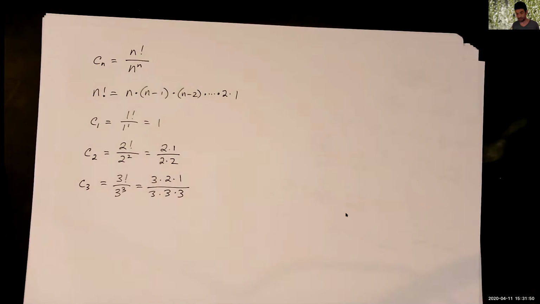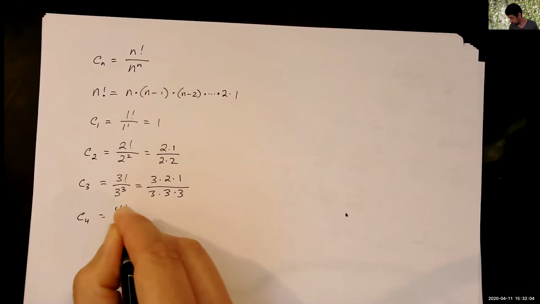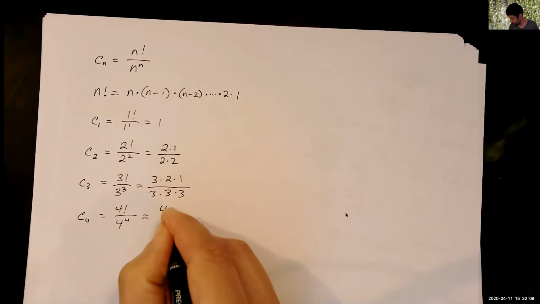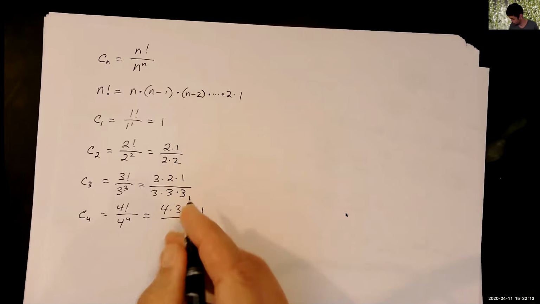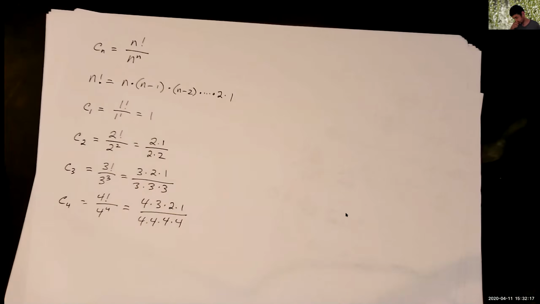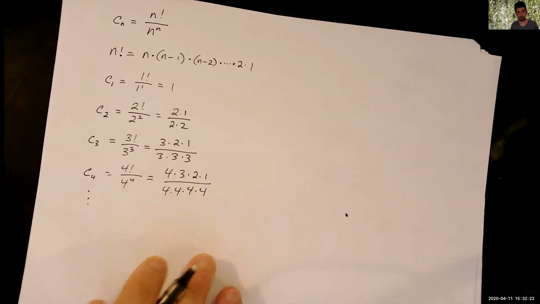We could, of course, figure these out as numbers, but I want to look for a pattern, because I don't care about what these terms are. I want to see if I can find something useful to deal with. Let's do one more, because I think we can see the pattern emerging now. 4 factorial over 4 to the 4th is 4 times 3 times 2 times 1 over 4 times 4 times 4 times 4. Okay. So let's try to write out a general term.